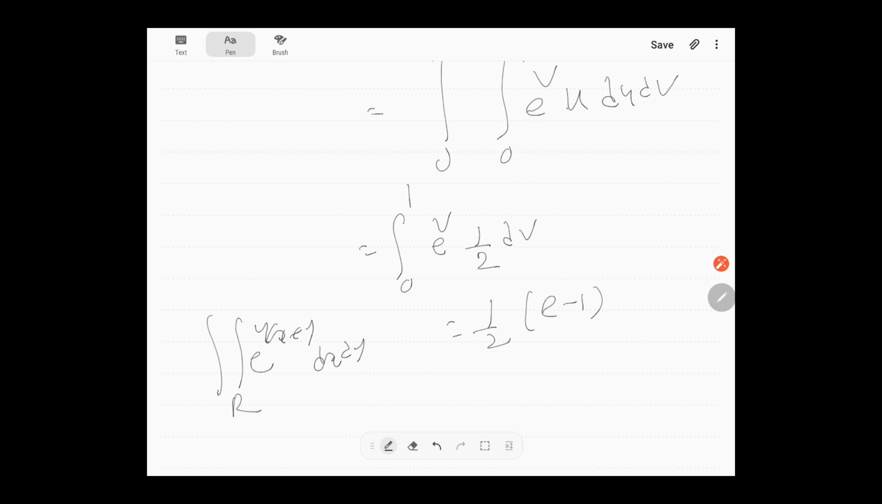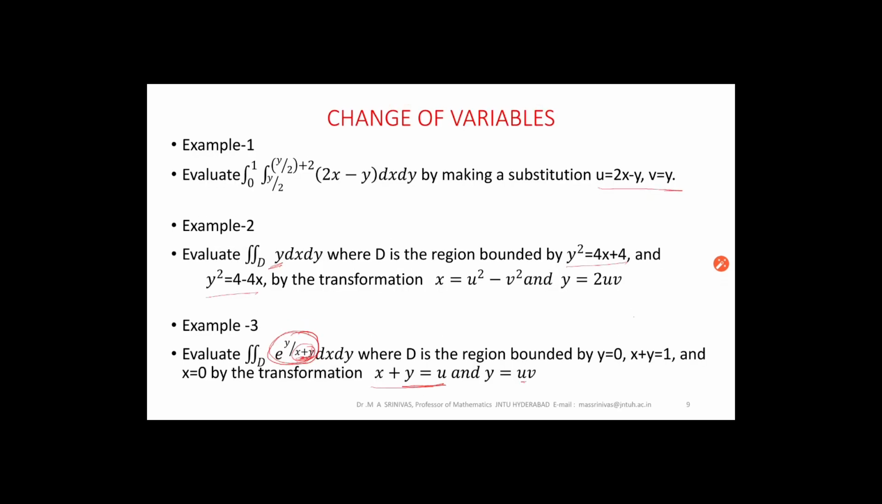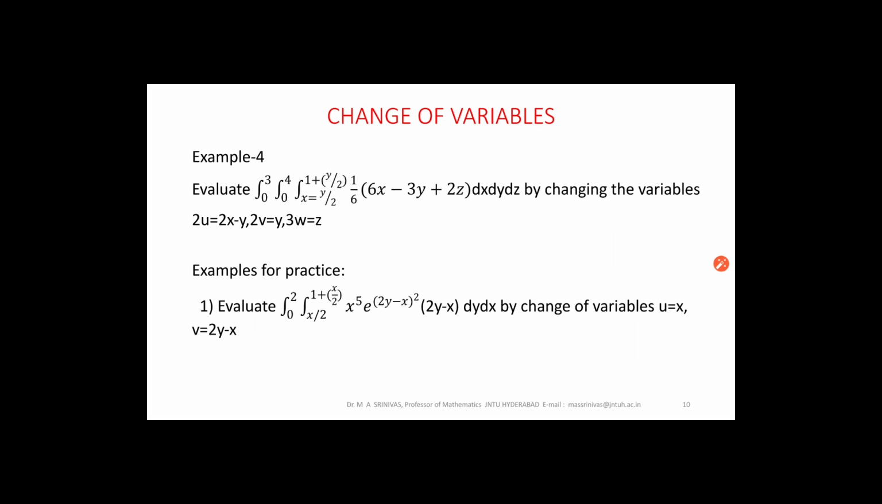This is example 3. So one more example. So far we did this for two variables, and now I am doing it for three variables. The limits are 0 to 3 and 0 to 4, x equal to y by 2 to y by 2 plus 1, of 1/6 of 6x minus 3y plus 2z. By changing the variables, 2u is equal to 2x minus y, 2v equal to y, 3w is equal to z.